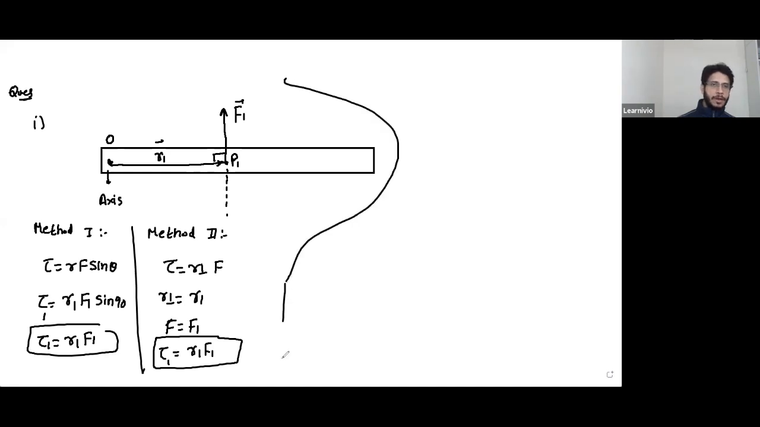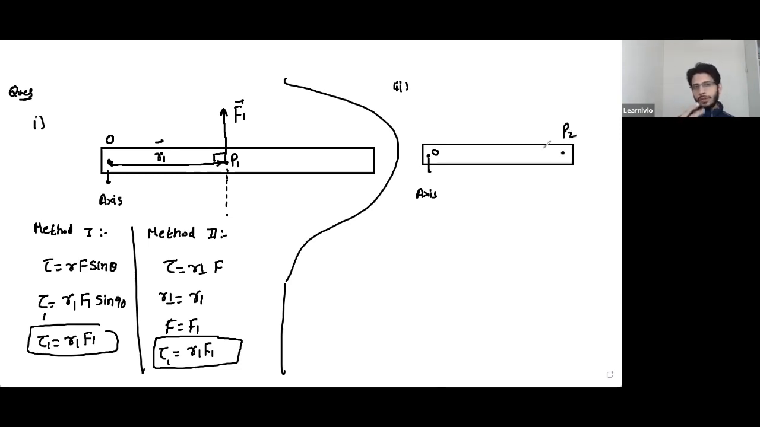Let's do one more part. Let's take the same rod, but now applying force in this way. This is the axis. Second part. All questions on torque that you will get in NCERT will involve any one of the 3 cases I'm doing. Applying force in this way, this is F2. This is R2.